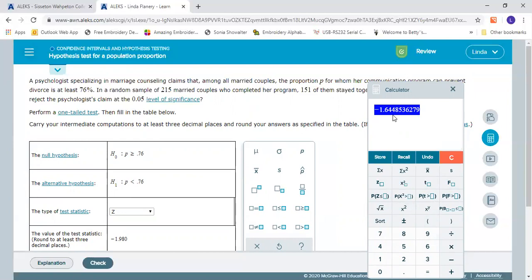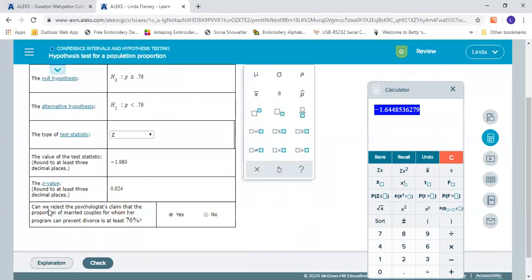So when I'm looking at that, I'm looking at, is my test value greater than or less than my critical value? My test value is negative 1.98, which is less than negative 1.645. Since my test value is less than my critical value, I'm in the alternative hypothesis region that says, is it less? This value is less than this value. I'm going with my alternative hypothesis and saying it's less than 76%. So can we reject that it's greater than or equal to? Yes, we are going to reject it because we're saying, is it less?